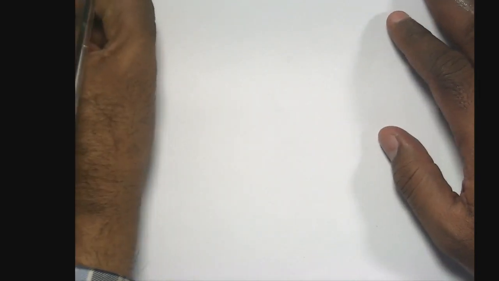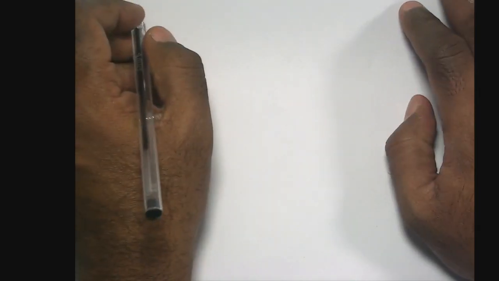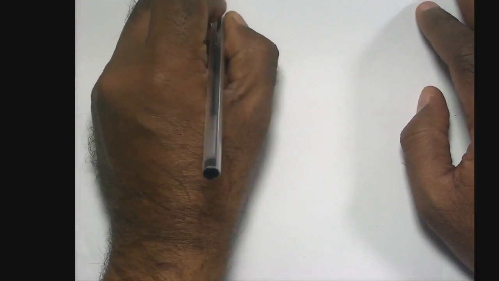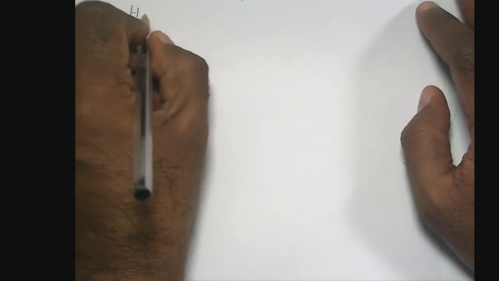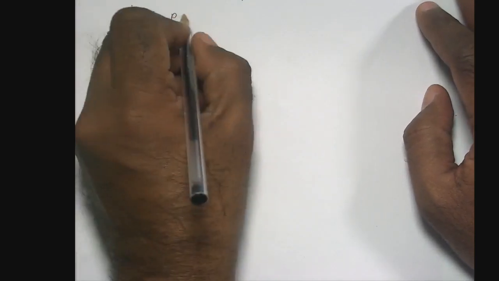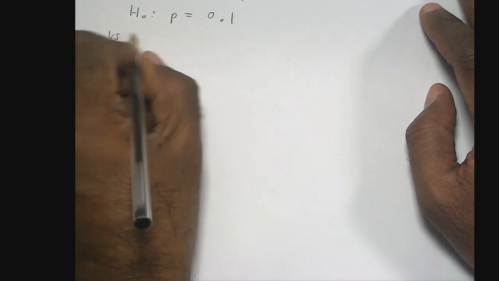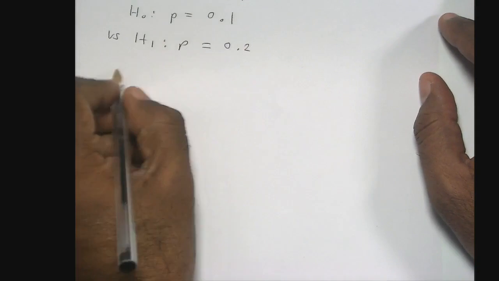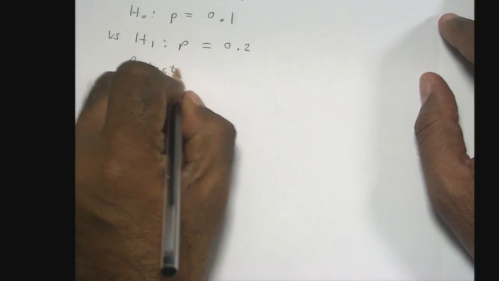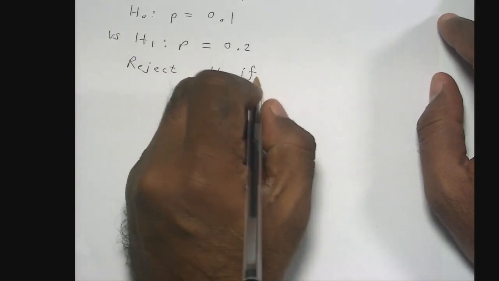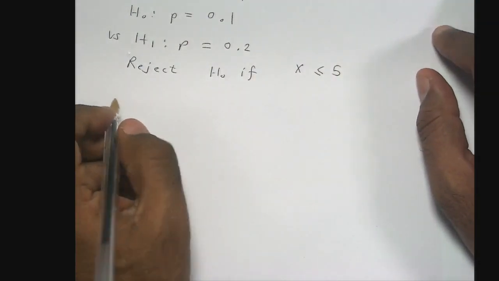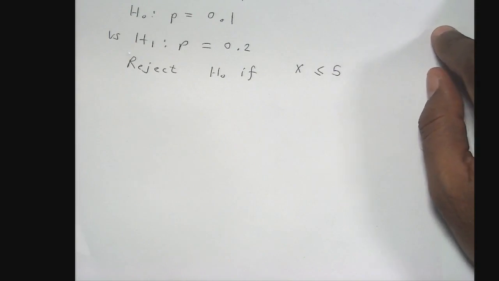All right, guys. Can you listen if you haven't done question 2? X is a geometric variable with parameter p, and we are testing the hypothesis that p is equal to 0.1 versus the alternative hypothesis that p is equal to 0.2, and we reject the null hypothesis if x is less than or equal to 5. Now you are asked to find the probabilities of type 1 and type 2 errors.